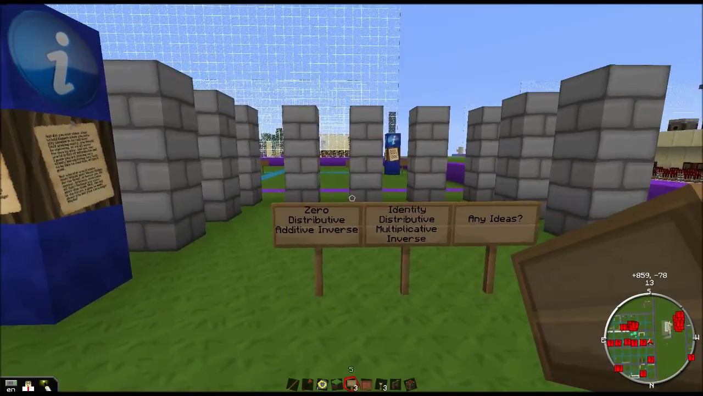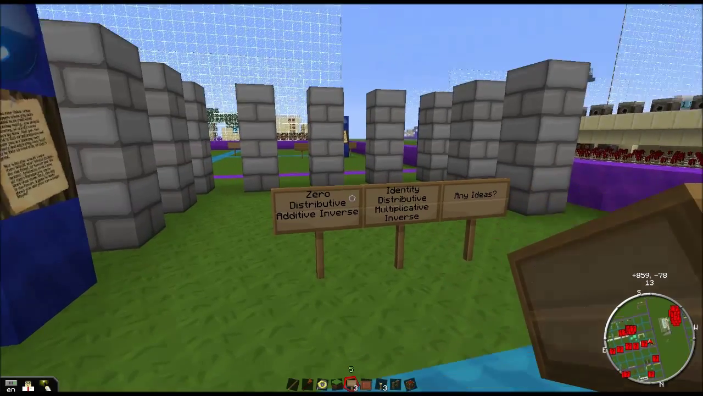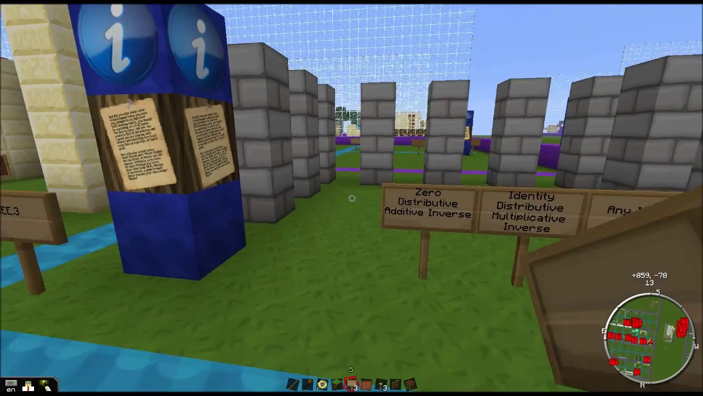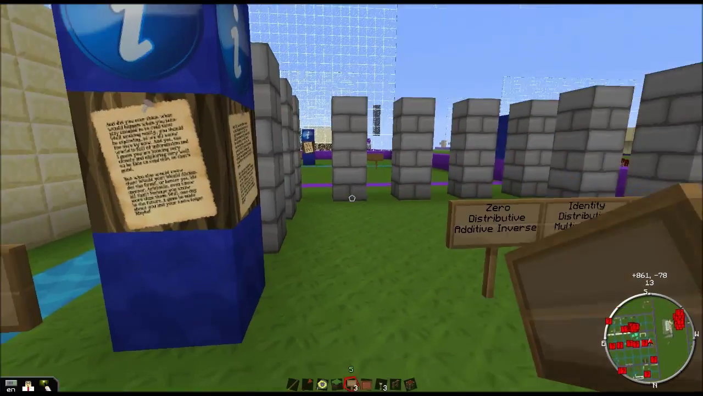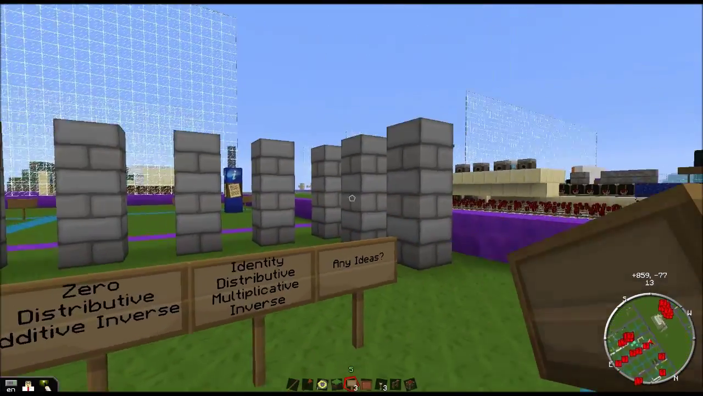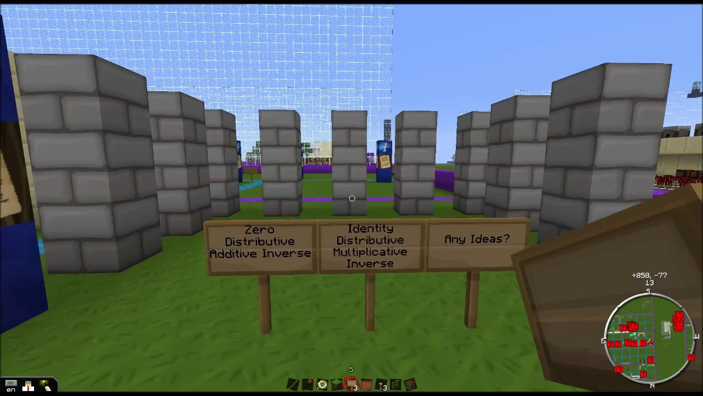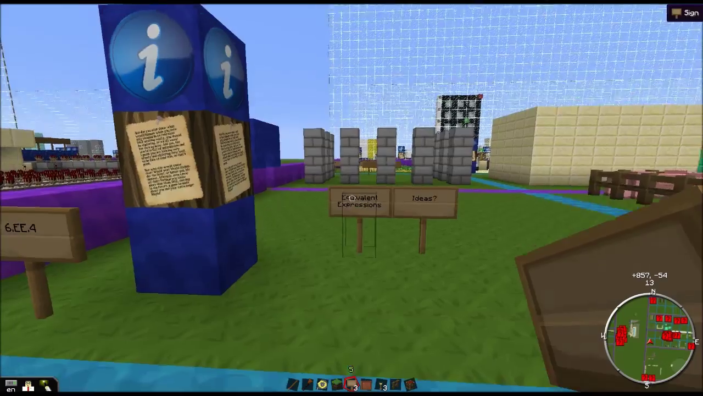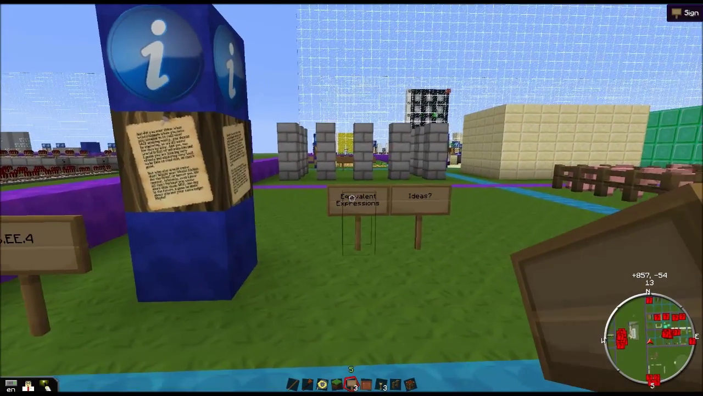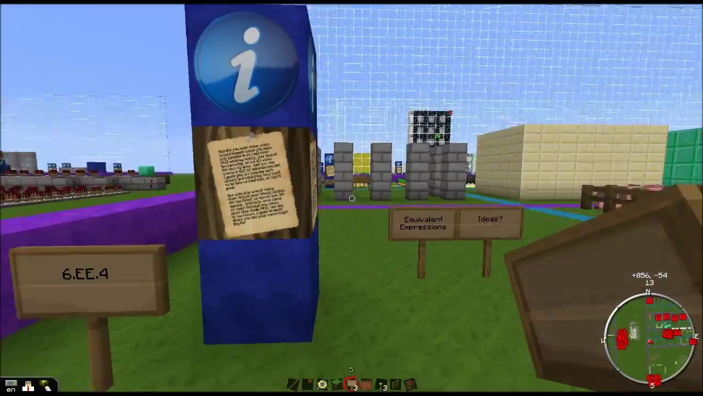Here, I don't know what I was doing. These are, of course, the addition and multiplication properties. As you can see, I didn't even write anything in here. I built these stone pillars and then thought I might wait to see what kind of ideas I can get from other people, because I'm kind of blanking out here. So if you have any ideas, post them in the comments. Over here, same thing: equivalent expressions. Blank. Any ideas? Let me know.